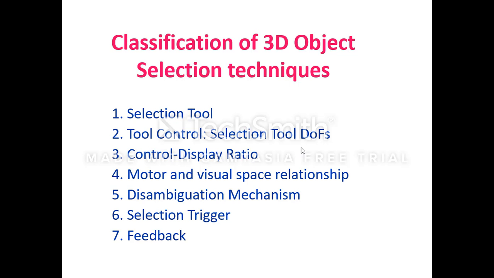Okay, so now we have the classification of 3D object selection techniques used in this survey. We have selection tool, then we have the control over the tool, the degrees of freedom. Then we have control display ratio, and motor and visual space relationship. Then we have disambiguation mechanism, and we also have selection trigger and feedback, but we do not discuss those in this presentation.